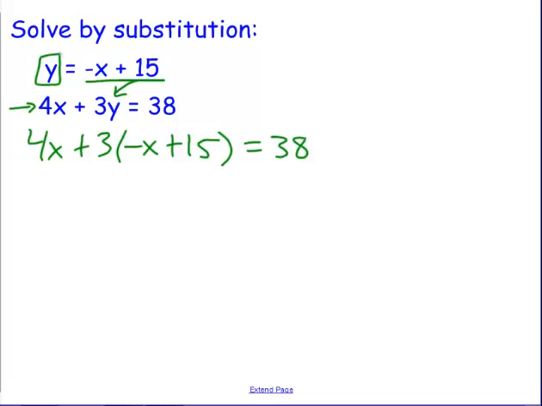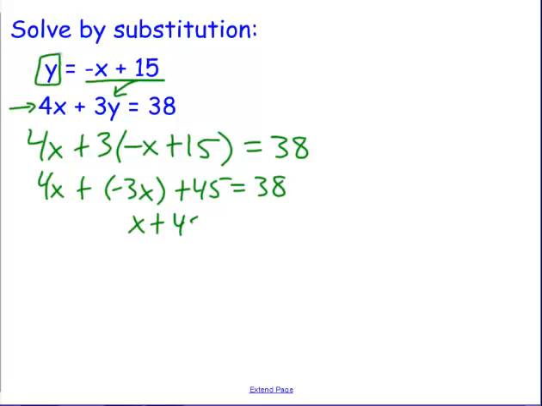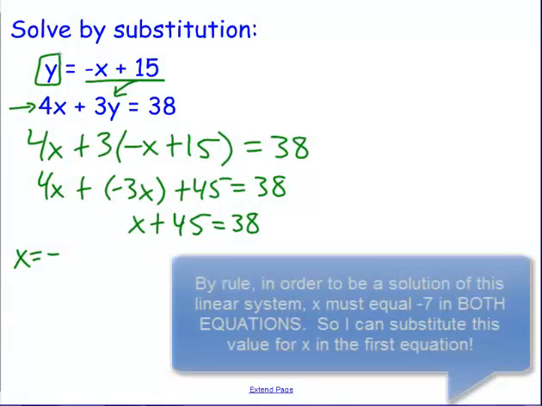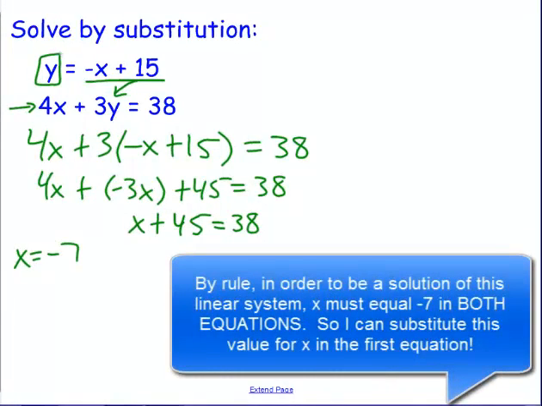Now I'm just going to clean this up and solve for x. So when I use the distributive property, I should see that 4x plus negative 3x plus 45 equals 38. And now I can just solve from here. Combining like terms gives me x plus 45 equals 38. And when you solve for x, you should see that x equals negative 7. So as we get there, we're halfway to finding our ordered pair. We know that x equals negative 7.